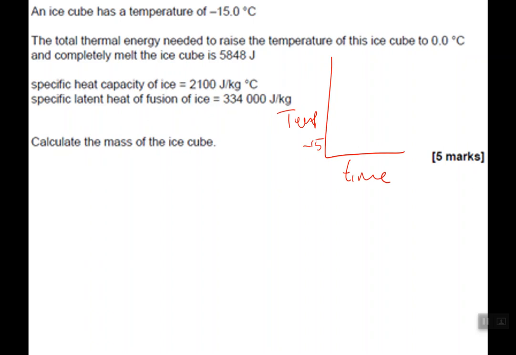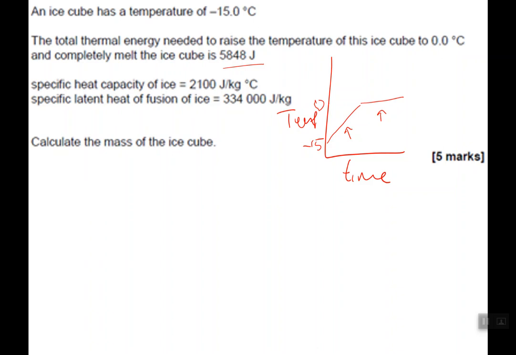So at minus 15, the total thermal energy needed to raise the temperature of this ice to 0 degrees Celsius and completely melted is 5848. So we are going from minus 15 to 0, and then we're melting it. So we've got to work out how much energy to do at either of those stages. And if it tells you 5848 joules is how much energy is required to raise it from minus 15 to 0 and then melt it, the specific heat capacity is 2,100 joules per kilogram degree Celsius, and the specific latent heat of fusion of ice is 334,000 joules per kilogram. Calculate the mass of the ice cube.